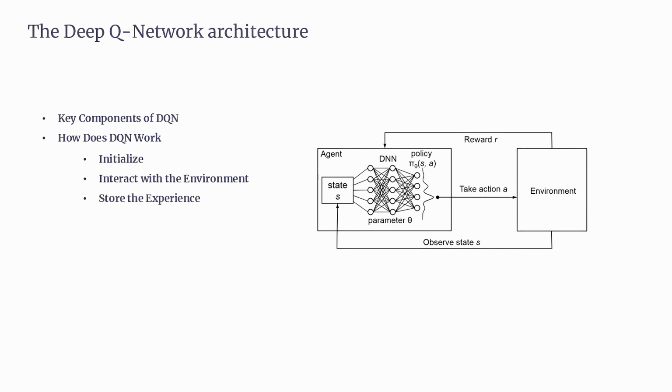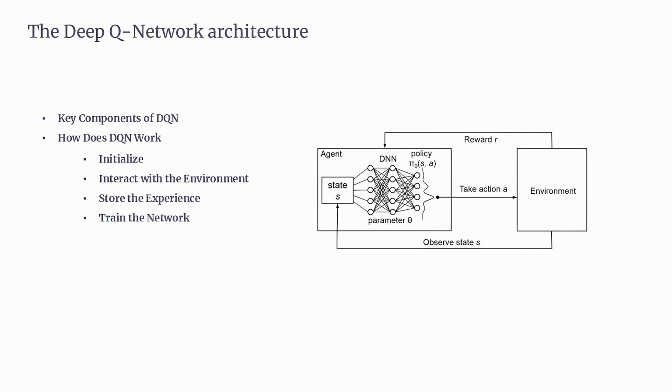3. Store the experience. The agent saves the experience, state, action, reward, next state, into the replay buffer. 4. Train the network. Randomly sample a batch of experiences from the buffer.